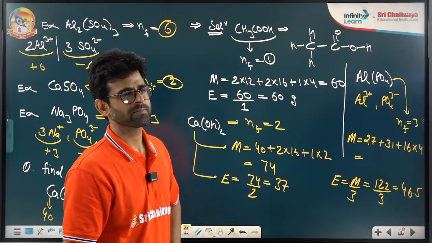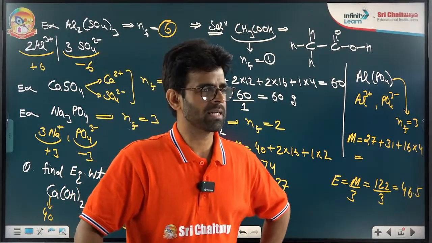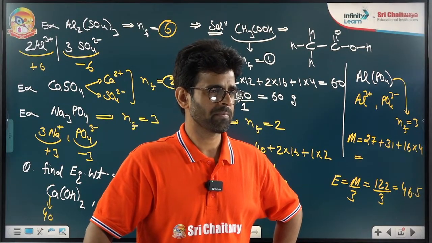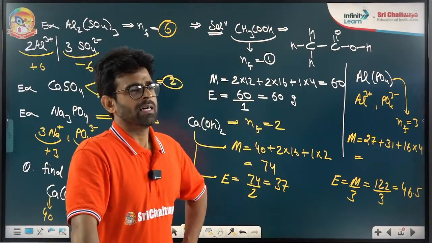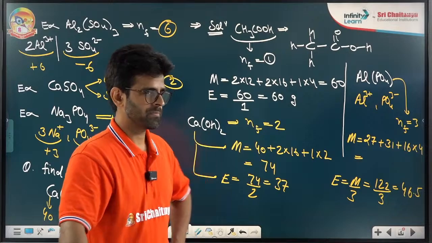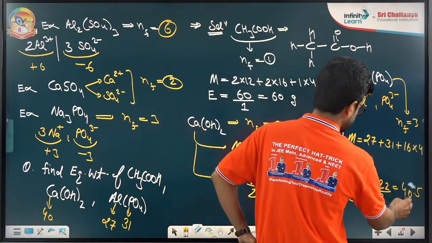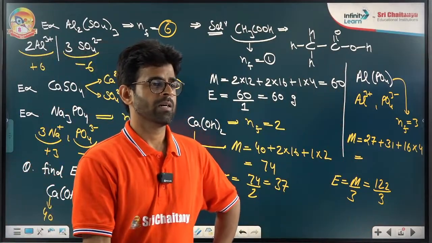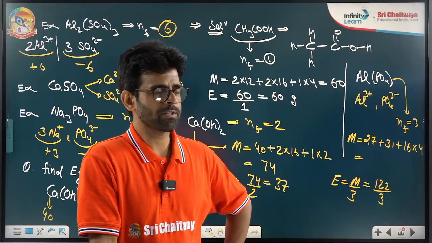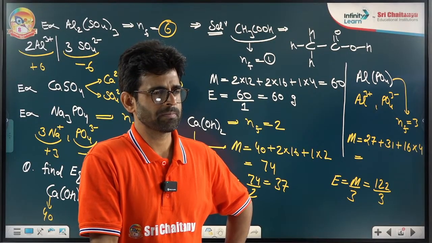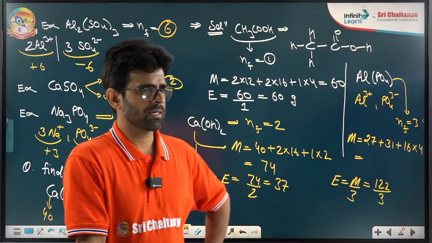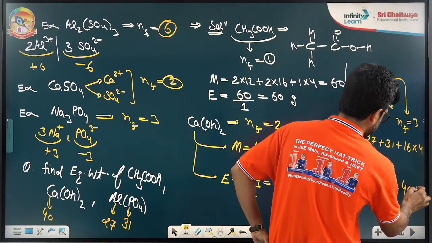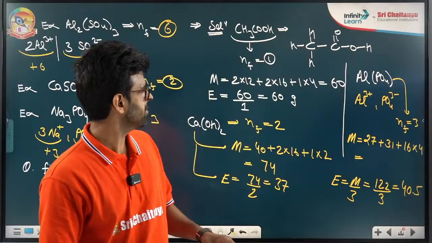40 point something. Check calculations properly, everyone. Give me the answer again. Okay, Yamini is saying 40 point something, 40.5. Okay, fine. So whatever is coming, almost 40.5, I'm saying, right? Calculations you can check by yourself once, okay?